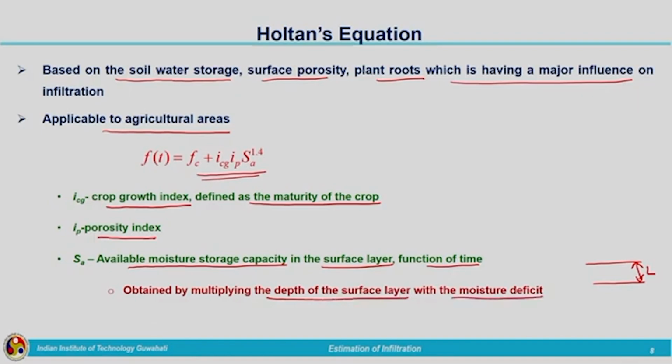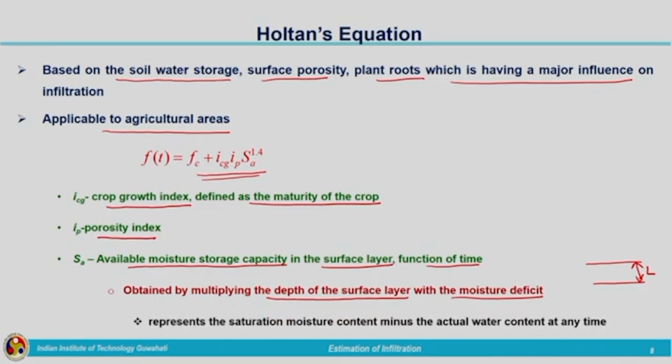Now, what is meant by this moisture deficit? Moisture deficit is nothing but the difference between the saturation moisture content and the actual moisture content at any time. Maximum how much can it go? Theta can go up to eta, that is the saturation moisture content. But it will not always be at the maximum level. The soil will be at the initial moisture content. So, soil moisture deficit delta theta is equal to eta minus theta I, where theta I is the initial soil moisture.